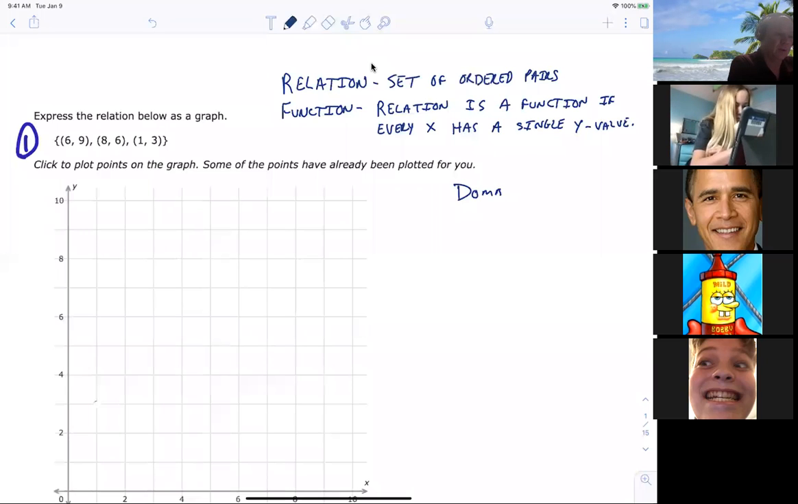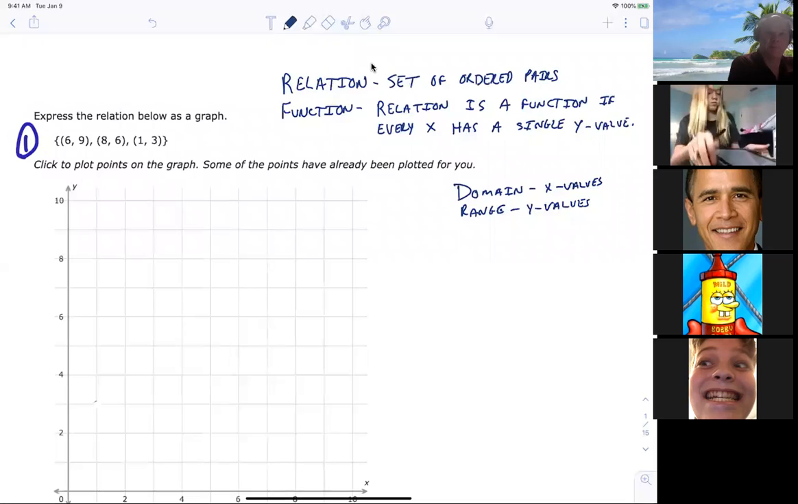Also, domain, this is just something else you need to know. Your domain are your x values, and your range is your y values. So those are the main things for today.